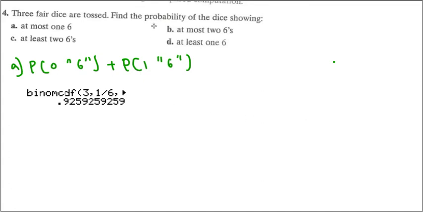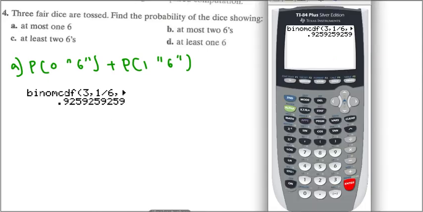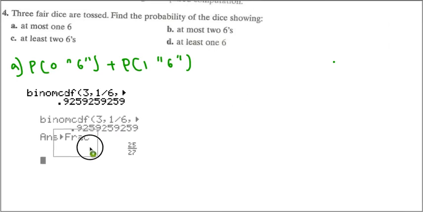So this basically is about 93% when rounded. But if you have to turn this one into a fraction, you're going to get 25 over 27.